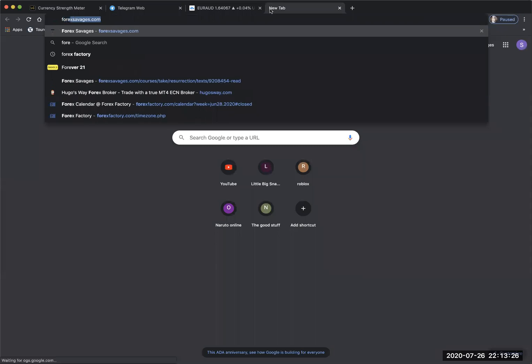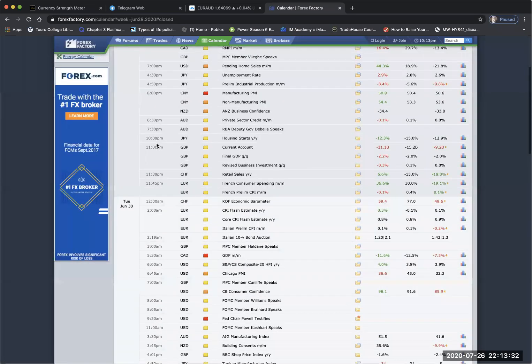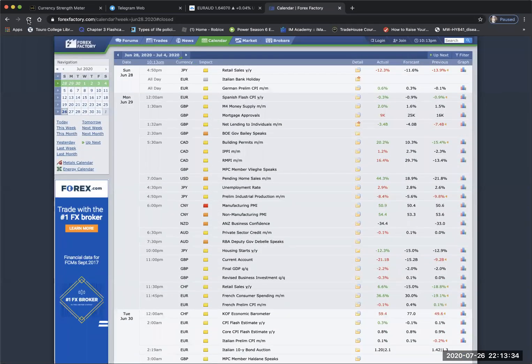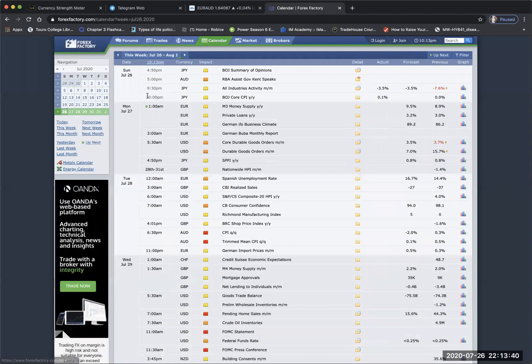I forgot it was on my other one, Forex Factory. Here we go. So for Forex Factory, let me go ahead and update. Actually, I want to go to our current date, which will be right here. So from July 26th to August 1st, as you can see, at 1 o'clock there's going to be news for Euro. So that's to let you know that Euro is going to be weak.